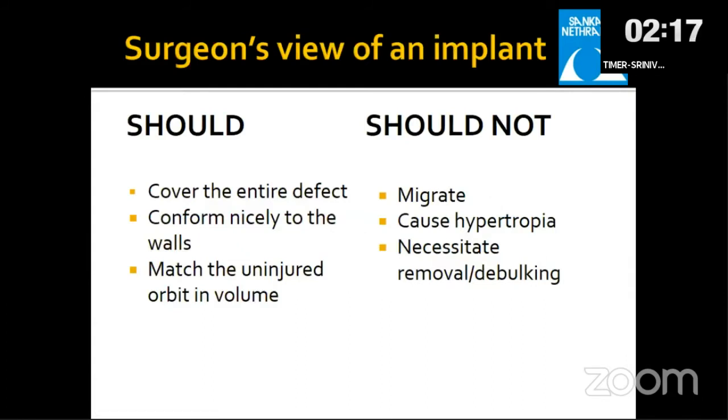So what is the surgeon's view of an implant? It should cover the entire defect, and it should conform nicely to the walls of the orbit, and as much as possible it should match the volume of the uninjured orbit. And it should not migrate, it should not cause hypertrophy of the globe, and it should not necessitate removal or debulking as is required in some cases of bone implants.